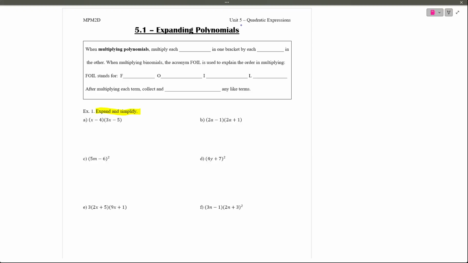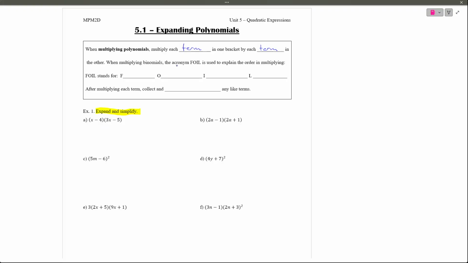Now we're going to use a number of strategies to do that, the first of which is an idea of multiplication. So when we're multiplying polynomials, so when we have a polynomial multiplied by a polynomial, in this case this one has two terms times two terms, right? When multiplying polynomials, what we're going to do is multiply each term in one bracket by each term in the second bracket. So one at a time. So when multiplying binomials, we see it right here. These are binomials. Those are two terms.